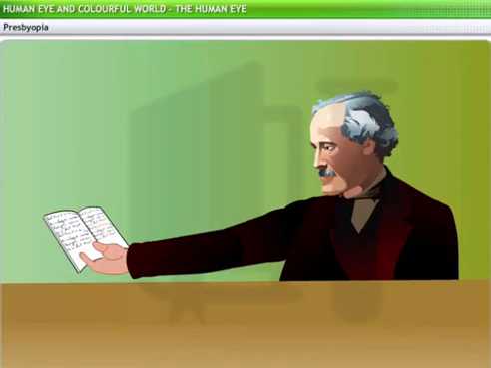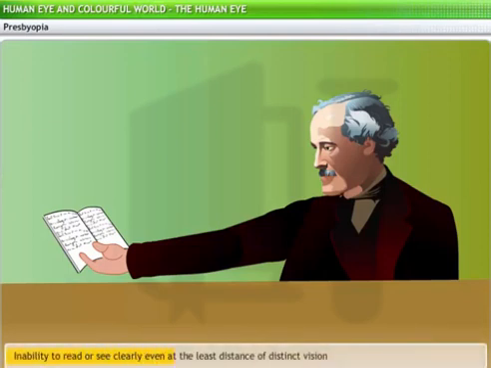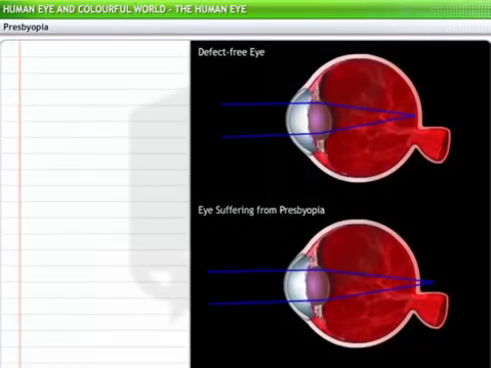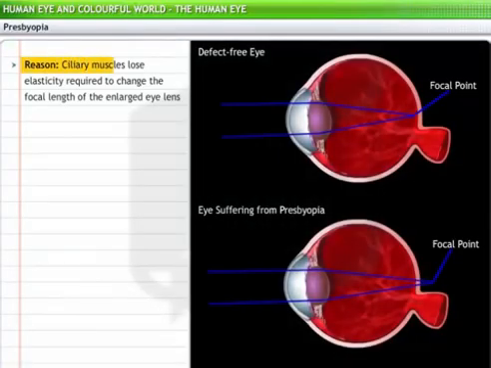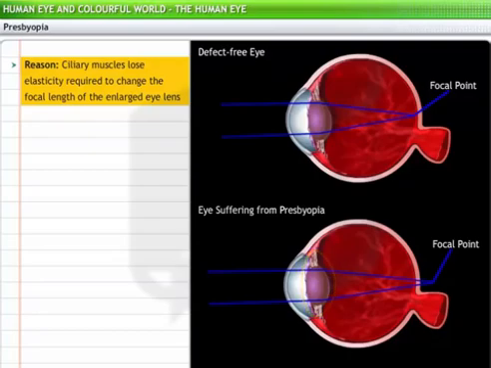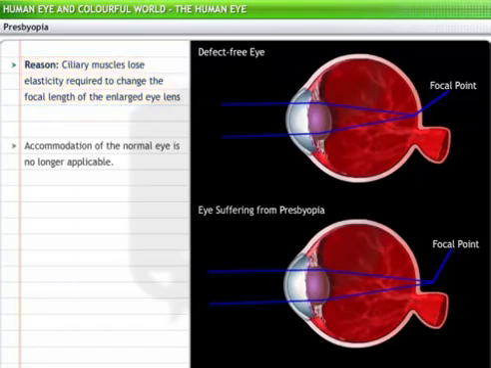Presbyopia is a condition in which the crystalline lens of an eye loses its flexibility. Persons suffering from presbyopia are unable to read or see clearly, even at the least distance of distinct vision, which is 25 centimeter. Presbyopia occurs in old age, when the ciliary muscles lose the elasticity required to change the focus of an enlarged eye lens. Loss of flexibility makes it difficult for the eye to focus properly. That is, the accommodation of the normal eye is no longer applicable.